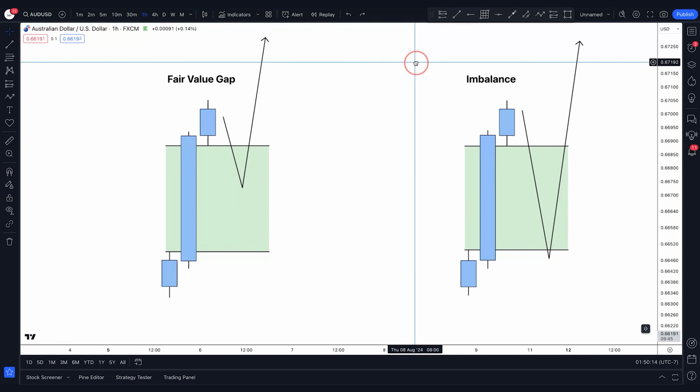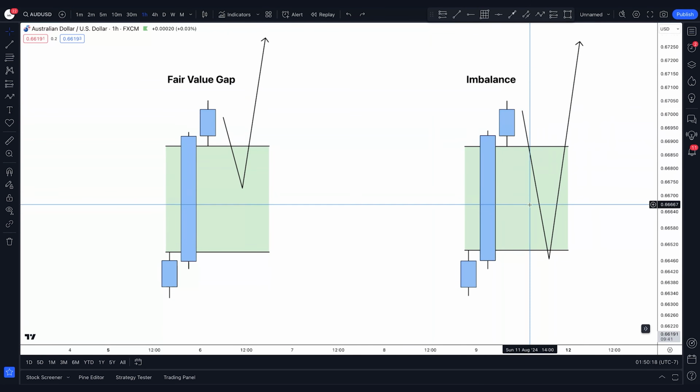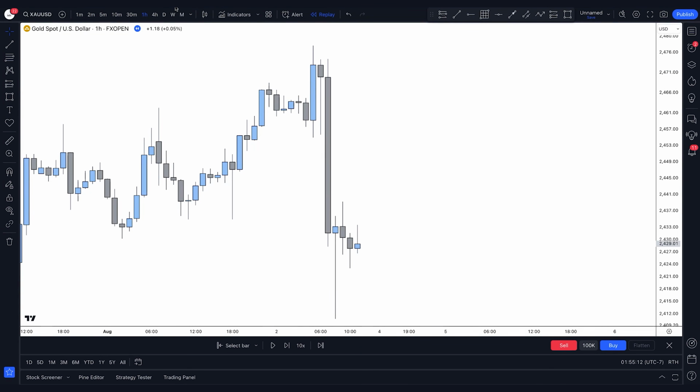So what we're going to do now is head over to the charts, and I will show you the reasons why I prefer to trade imbalances over fair value gaps. So I just want to start by saying there is no real right or wrong way to be trading. Whether you use FVGs or IMBs, both can be fine. But I'm going to show you the 3 reasons why I am not such a big fan of fair value gaps and why I prefer to focus on imbalances in my trading.